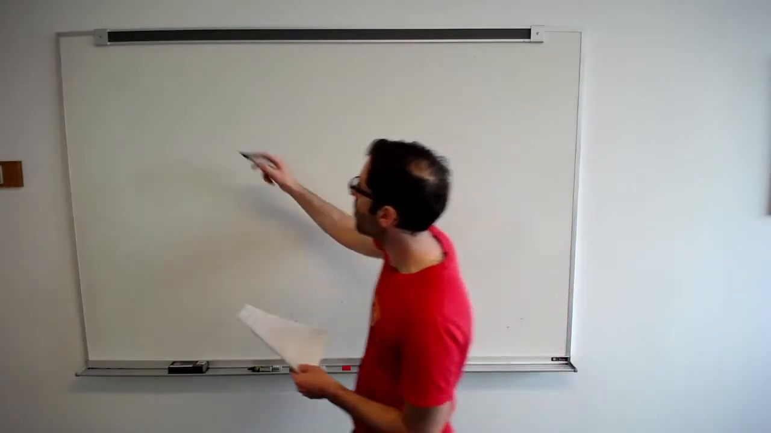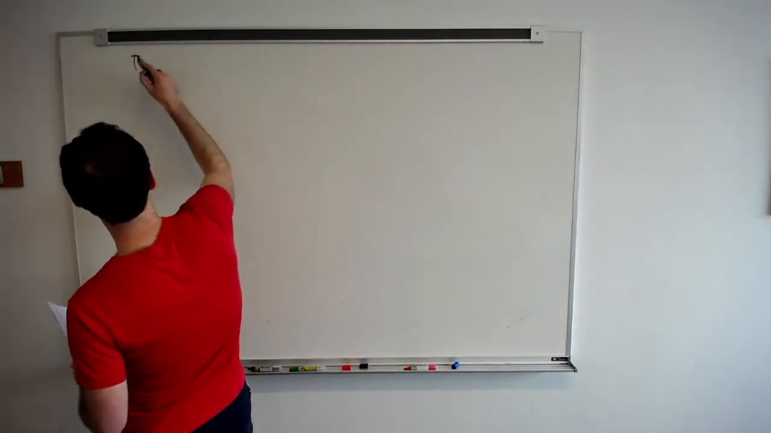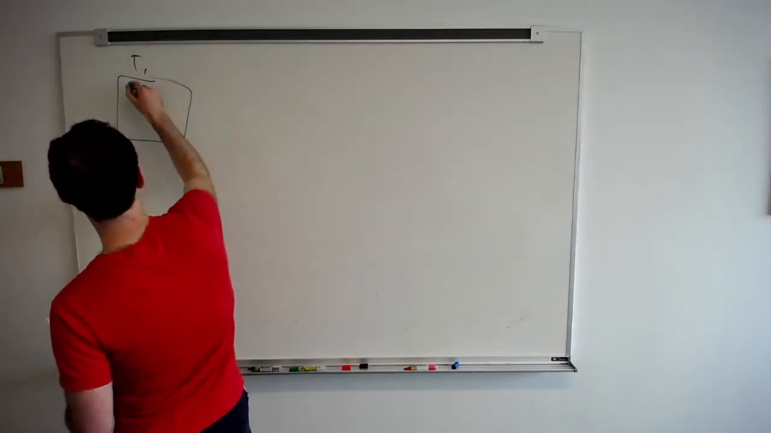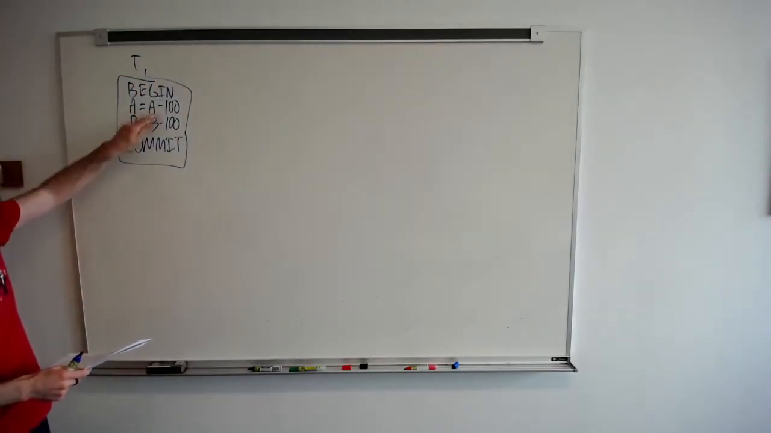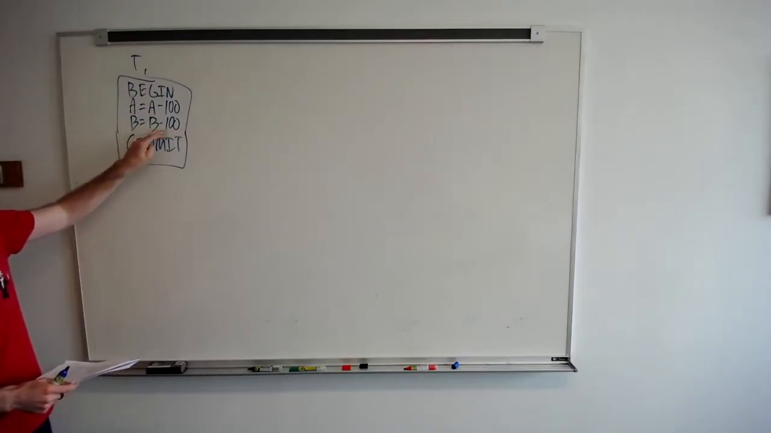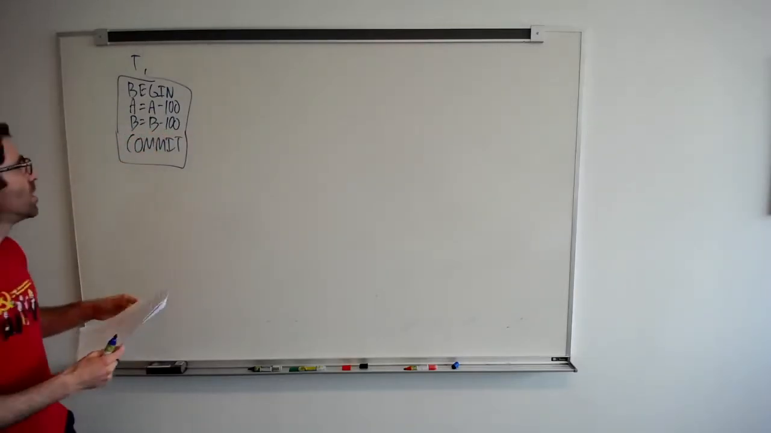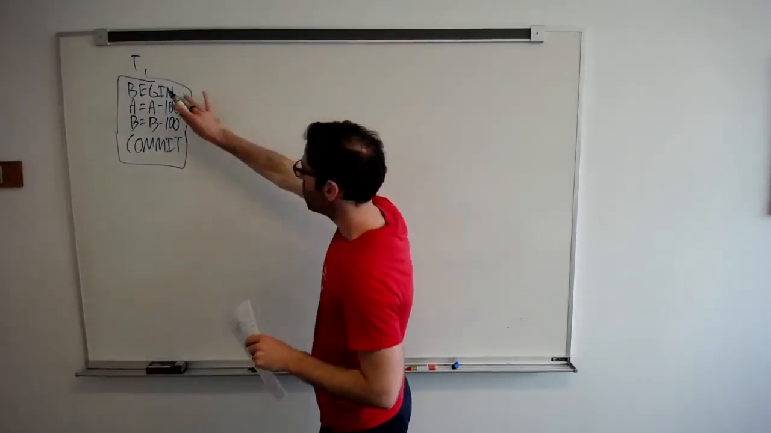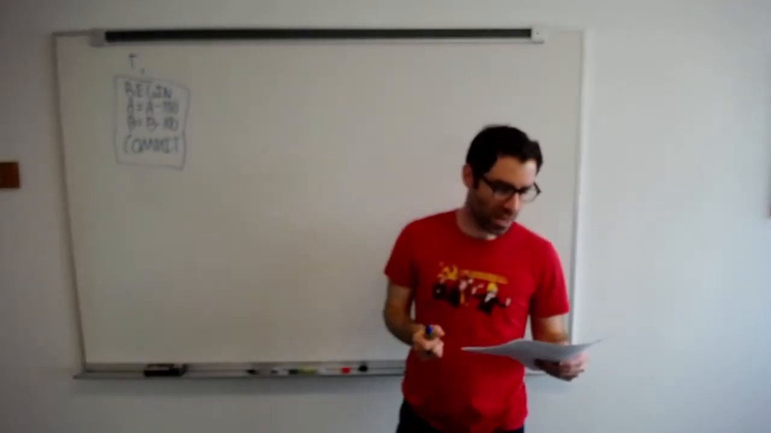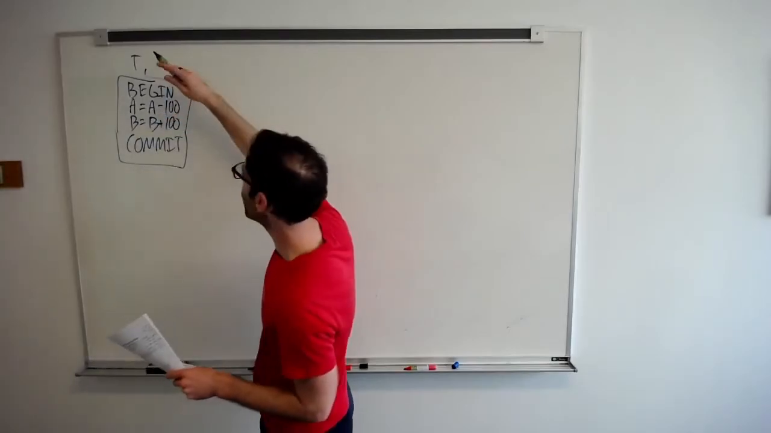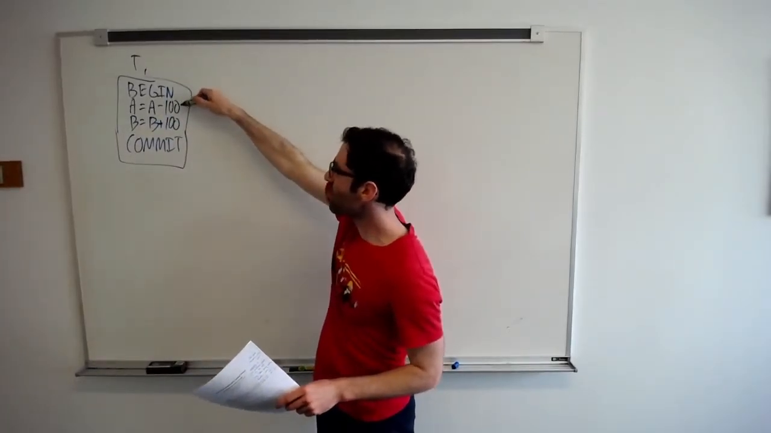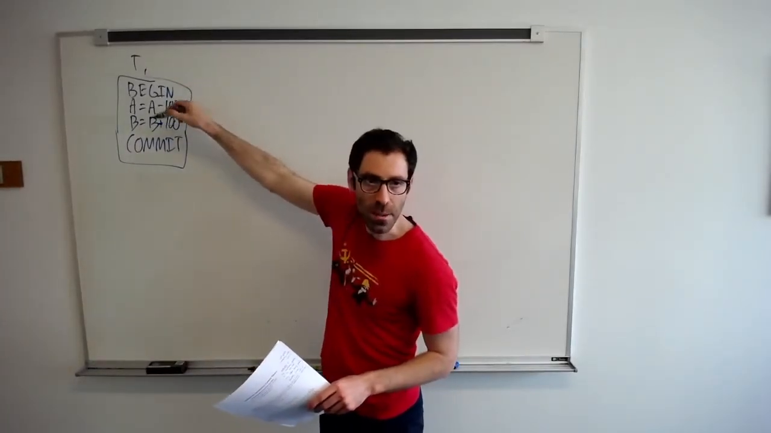We have transaction 1: begin, A equals A minus 100, B equals B plus 100, and then commit. So transaction 1 transfers 100 from A to B.